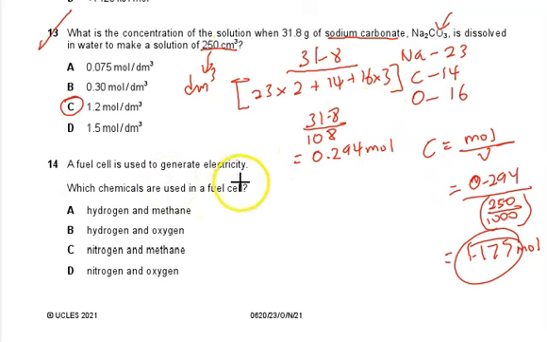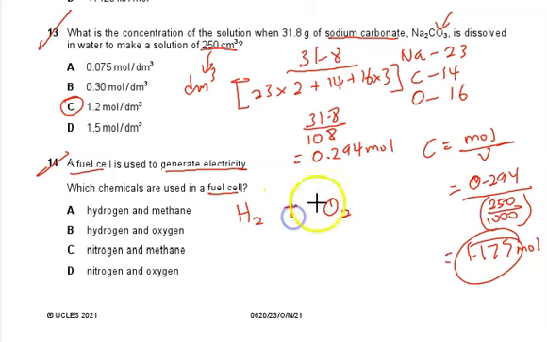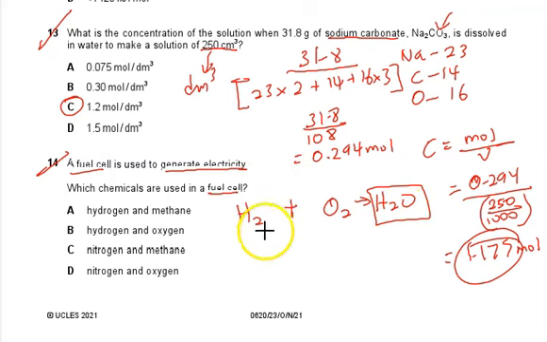And for number 14, a fuel cell is used to generate electricity. Which chemicals are used in the fuel cell? So the fuel cell will use hydrogen and oxygen. They will have a combustion and produce water. This is the waste and will be recycled again. Okay, so hydrogen and oxygen. This is your answer for number 14.